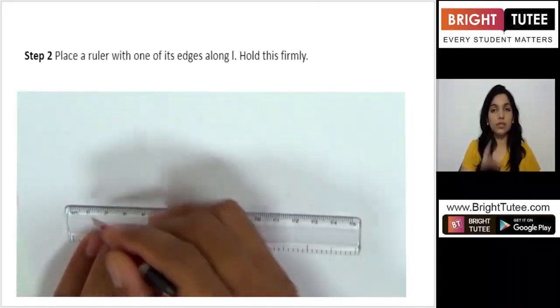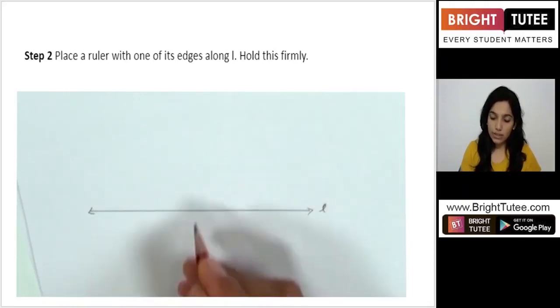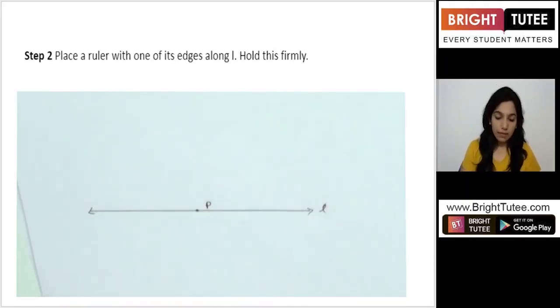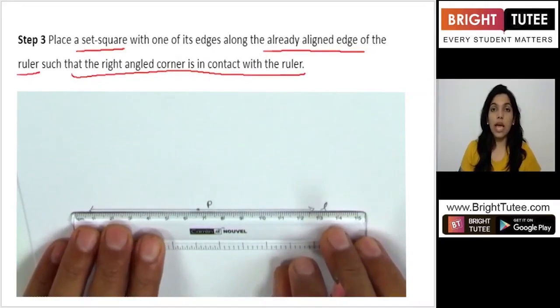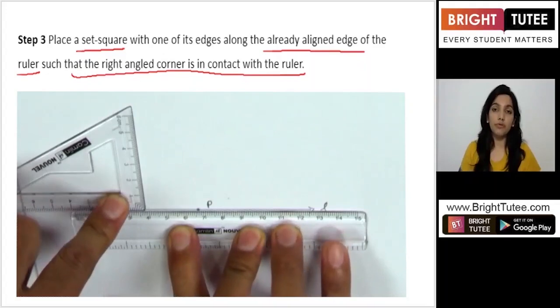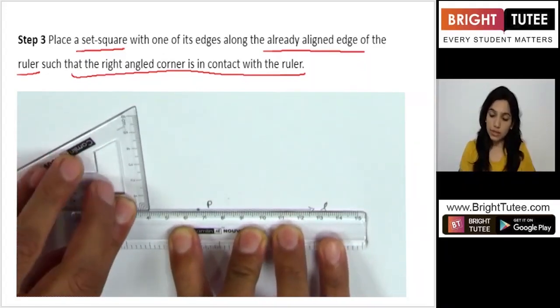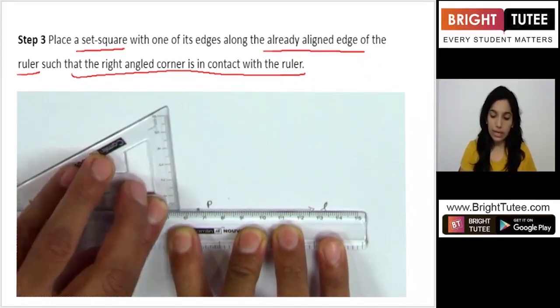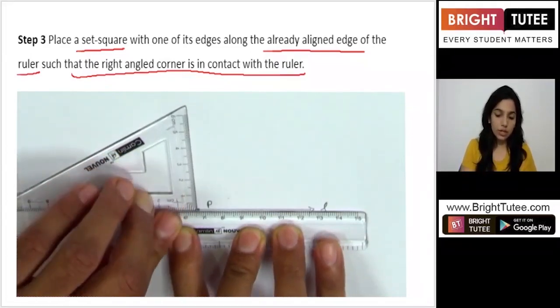So let's quickly see what we did. First of all, we made a straight line L. We marked a point anywhere on this line. Then we kept the ruler under it, and on top of it we placed this set square. Now holding the ruler firmly, we slide the set square till we reach this point P, and we see this particular 90-degree angle being joined to this point P like this. Is that right? You can clearly see that the edge where you have this 90-degree angle is here with this point P.